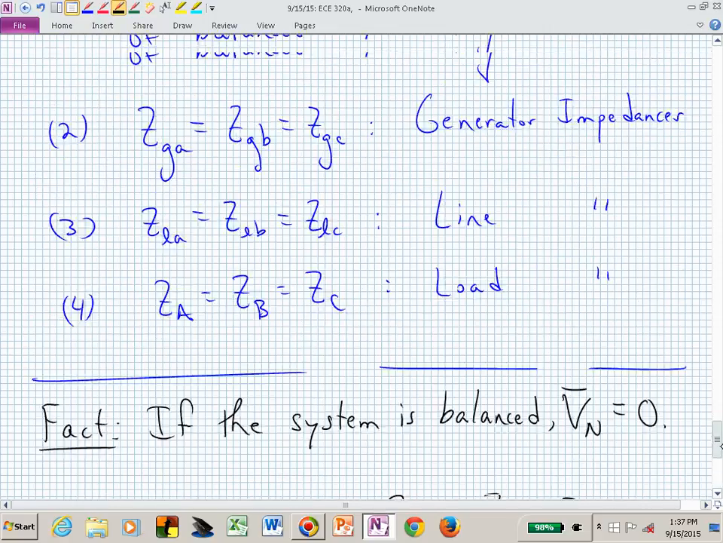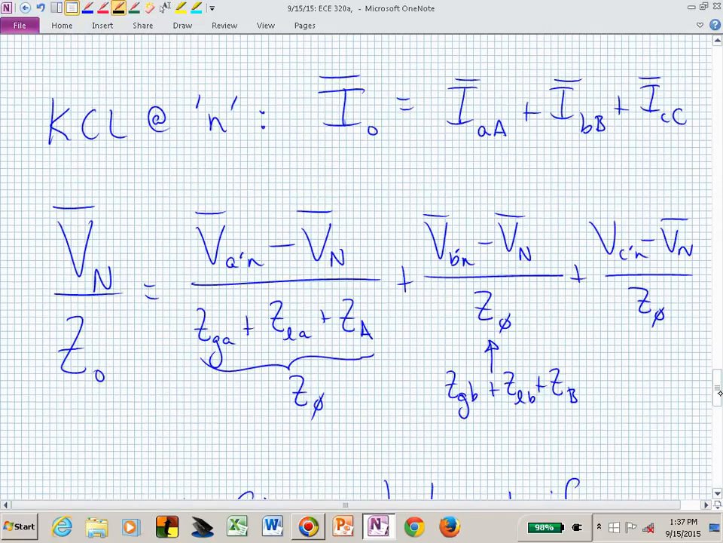And what's left on the right? Everything on the right is over exactly the same denominator, isn't it? Those denominators are all Z sub phis. So I have V sub A prime N over Z sub phi, I have V sub B prime N over Z sub phi, and I have V sub C prime N over Z sub phi. And those are just added up.